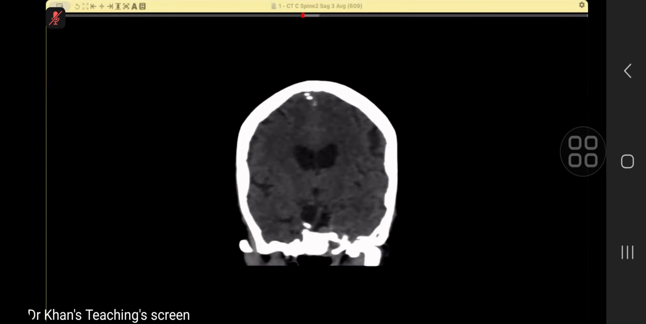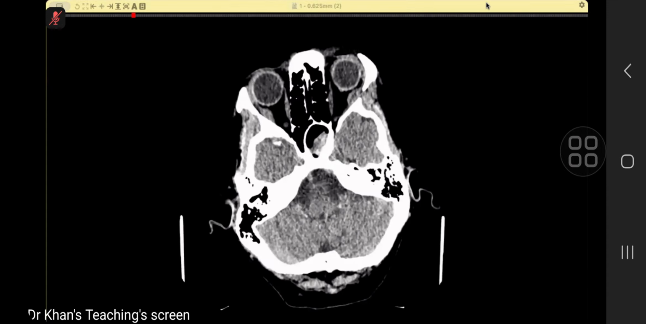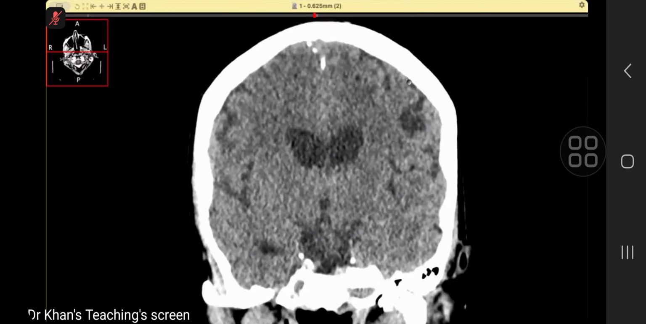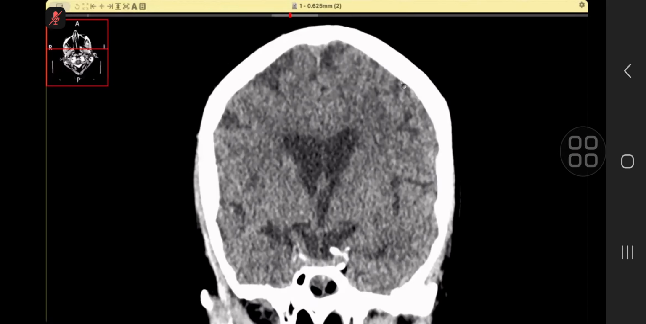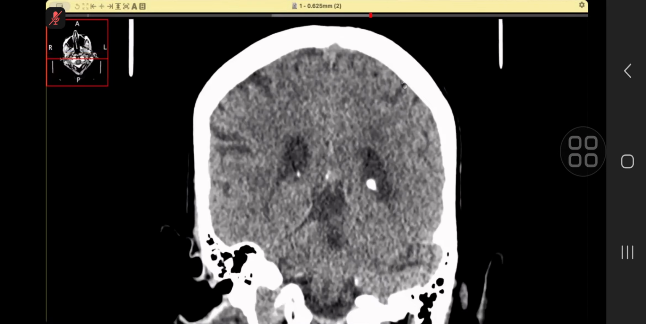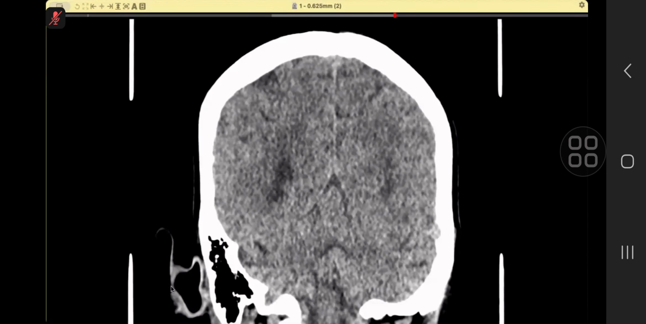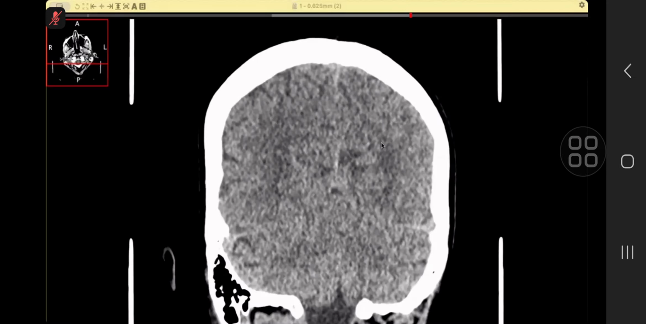So should I start? No. I want to give you a better coronal actually. Okay, so these are the zoomed up coronal views of the same patient. I would like to go again to the orbital region, but somehow my mouse is stuck. Let me take you there.